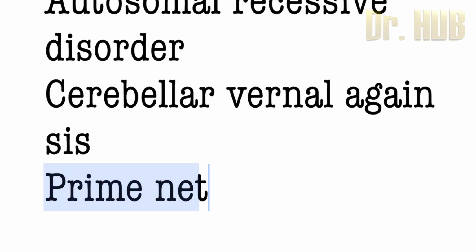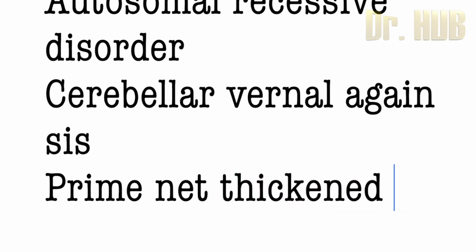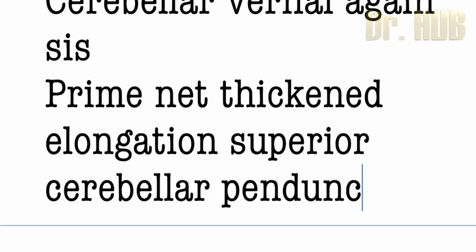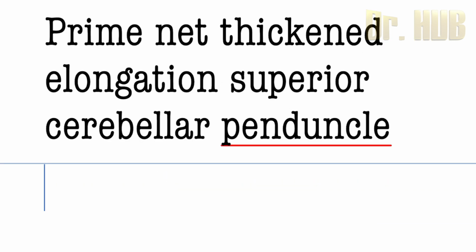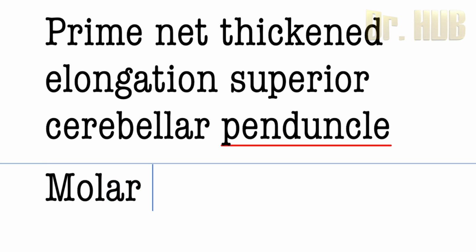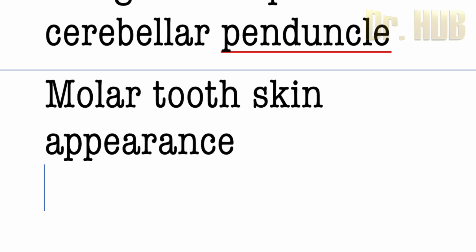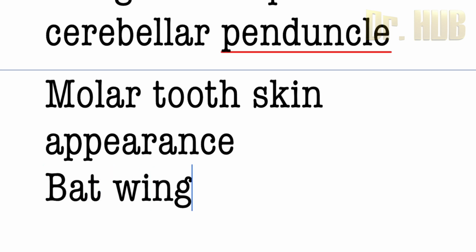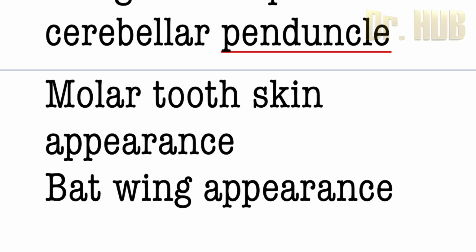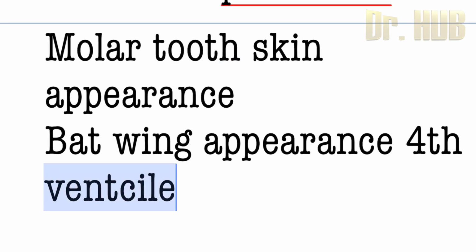Next, there's a prominent thickened elongation. This thickened elongation is the superior cerebellar peduncle, and it gives a characteristic molar tooth appearance. So the molar tooth appearance is what is seen. There is also the presence of the bat wing appearance of the fourth ventricle.